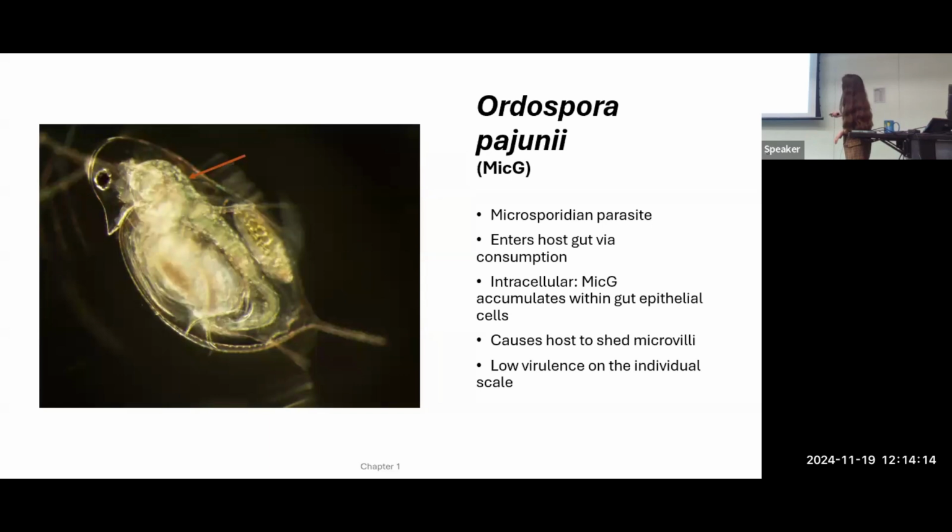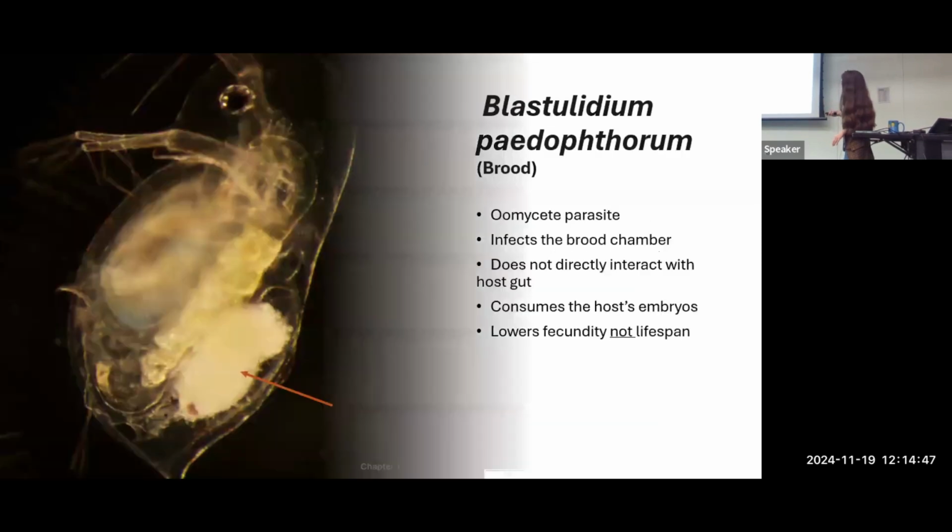So my next parasite is a microsporidian parasite that, similarly to Mech, interacts with the gut. It is an obligate intracellular parasite. This means it accumulates within the gut epithelial cells, where it then begins to proliferate. And as it causes that cell to grow, it eventually shreds its microvilli and eventually lyses. However, MICG has a low virulence on the individual scale, and so their lifespan is not overly affected. And you can see these little white clusters in that gut, right? This is an infected individual.